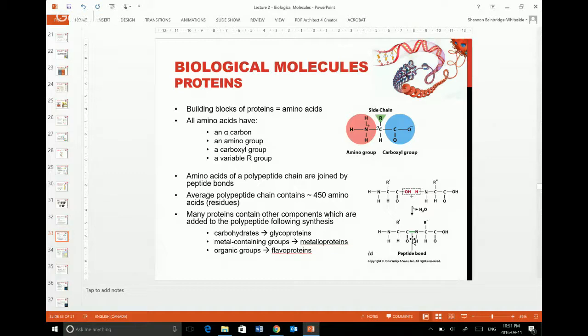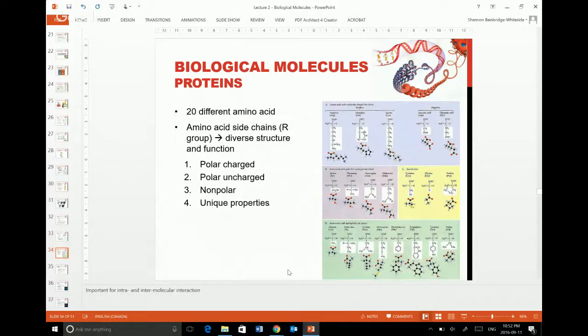In some cases you have a bunch of amino acids chaining up, but in some cases you also will have other macromolecules combining with a polypeptide chain, giving it even further structural and functional differences. So in some cases you can get carbohydrates, so sugars, linking up with amino acids and making what's called a glycoprotein. In some cases you have metals joining with amino acids, which makes a metalloprotein. Hemoglobin, for example, is a good example of that. In some cases, you have organic groups joining up.